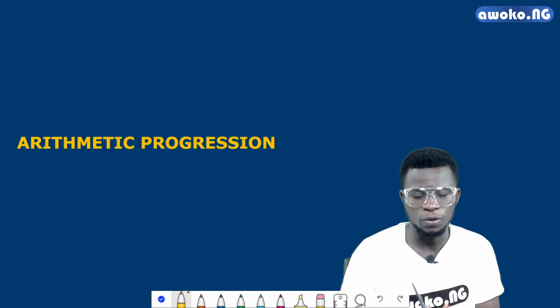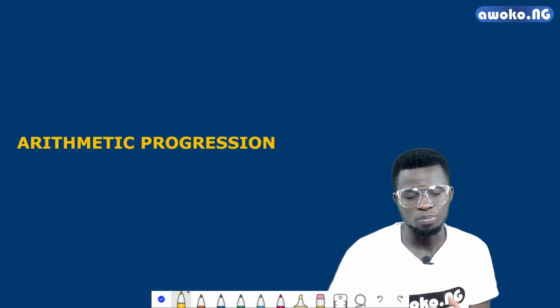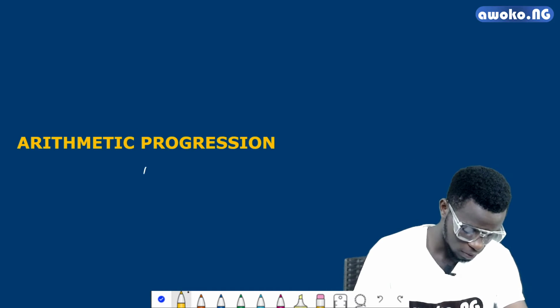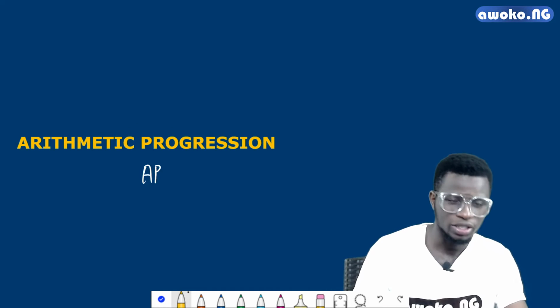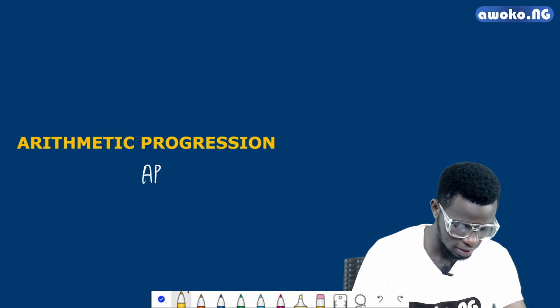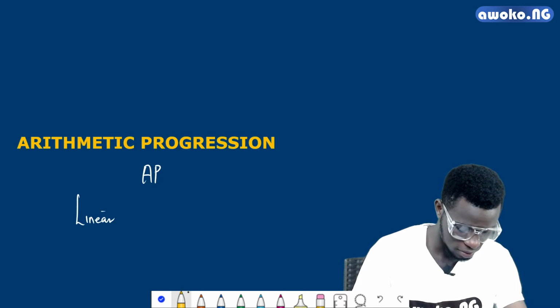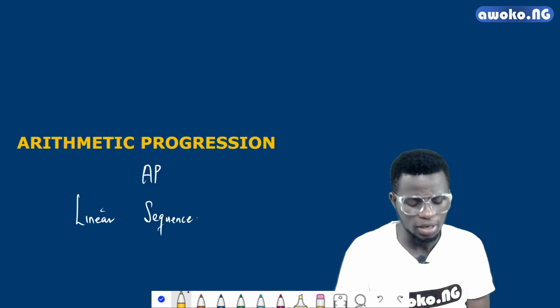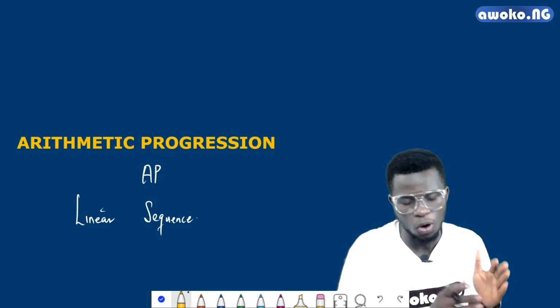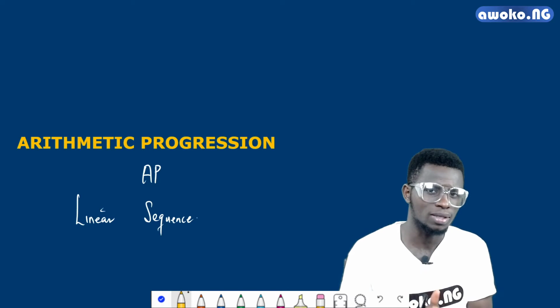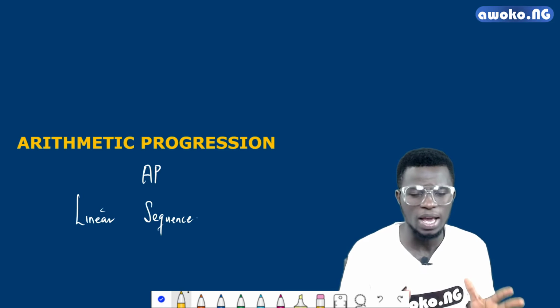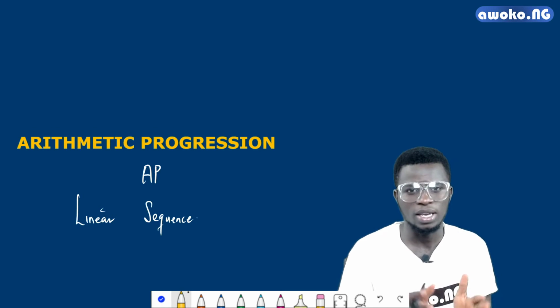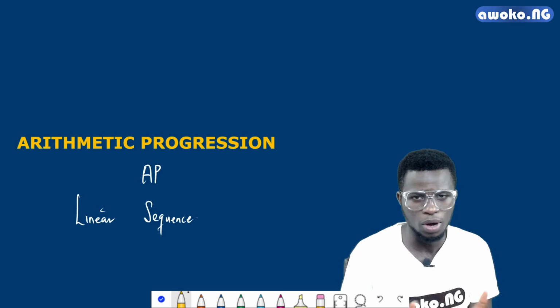Our focus for this class is arithmetic progression, sometimes written as AP, and in some cases it is known as the linear sequence. An arithmetic progression is a sequence in which the increase or decrease, otherwise known as the common difference between any two consecutive terms, is the same throughout. What do I mean by this?